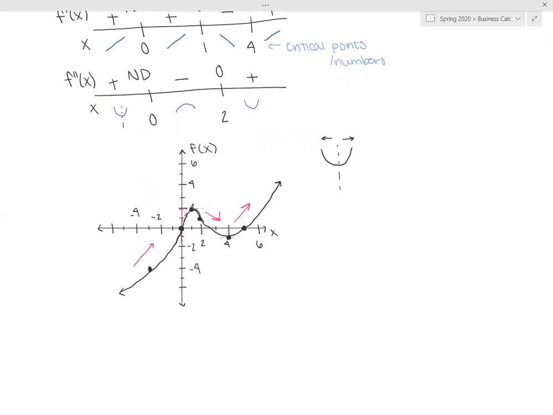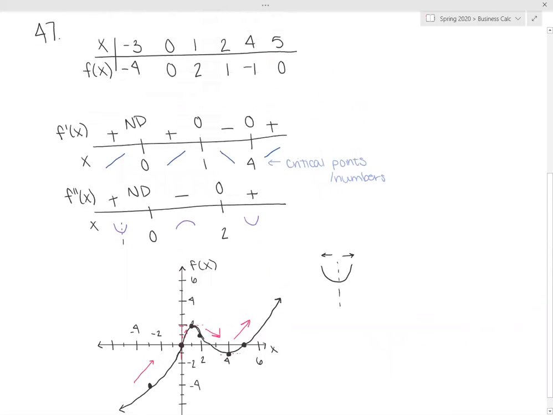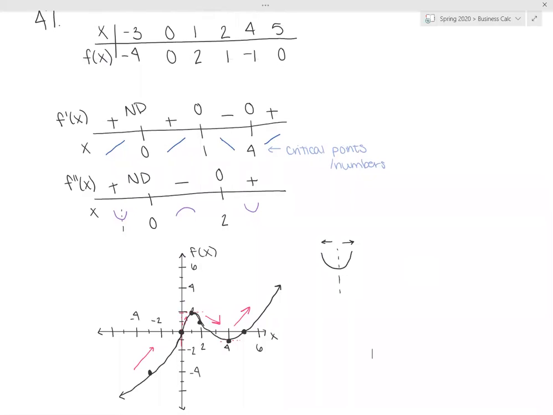Oh, that's actually more 11.2b. Sorry. 11.2a is just entirely dealing with this kind of stuff: using the information and then finding a graph, or vice versa, looking at a graph and being able to get this information.